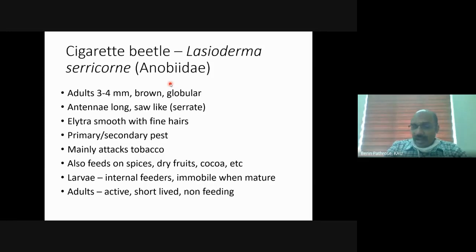Only the grubs damage. The adults are non-feeding and short-lived, but the grubs bore into the grain and feed inside the grain. And see the commodities it attacks.